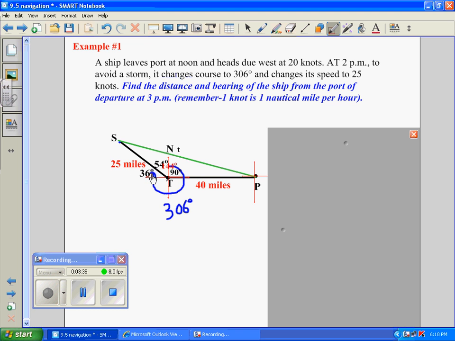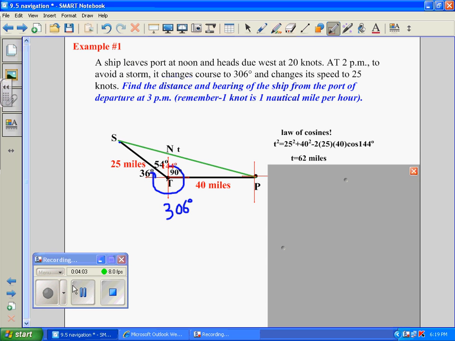We know the 25 miles here. We also know the 40 miles. And we also know this angle is 54 and 90 degrees. Add them up, you get 144 degrees. So the law of cosines says t squared equals 25 squared plus 40 squared minus 2 times 25 times 40 cosine of 144 degrees. That comes out to be t equals 62 miles. Please take a moment and try this.